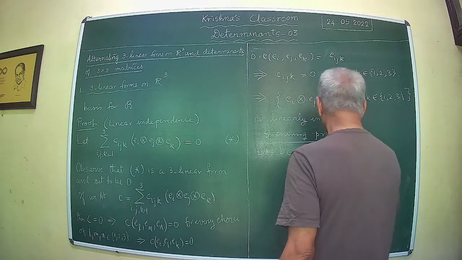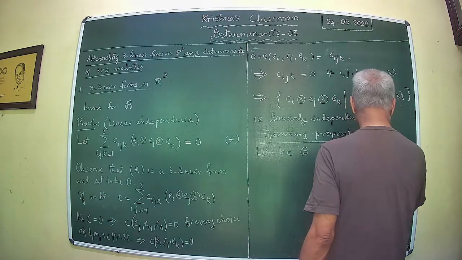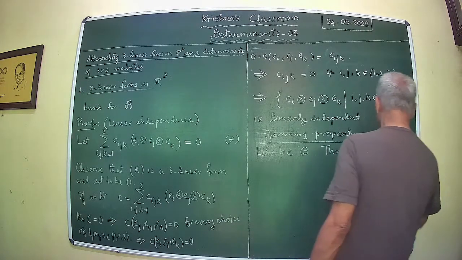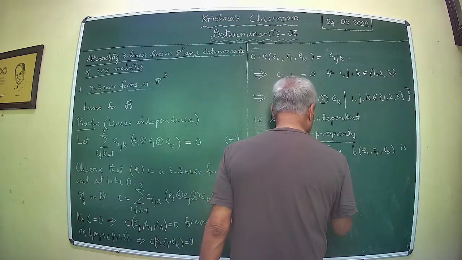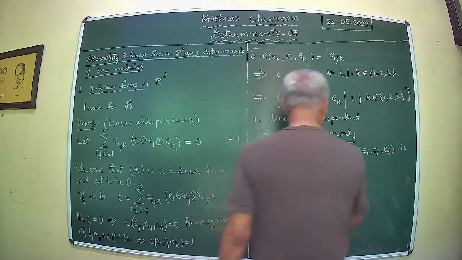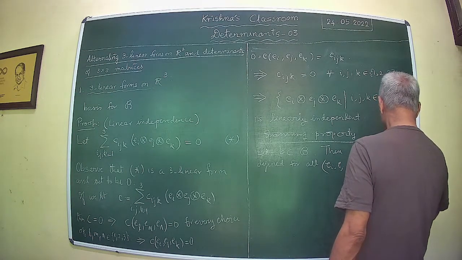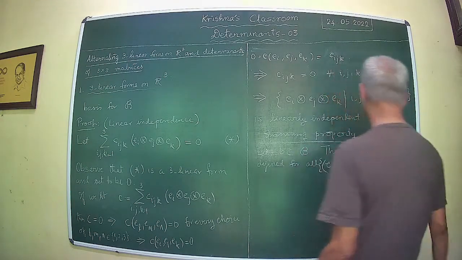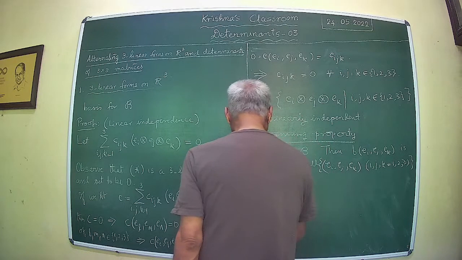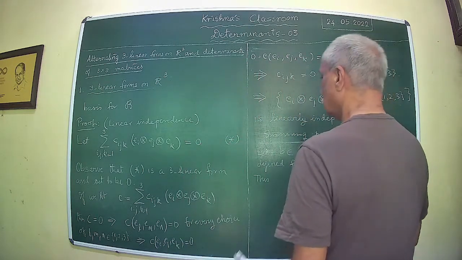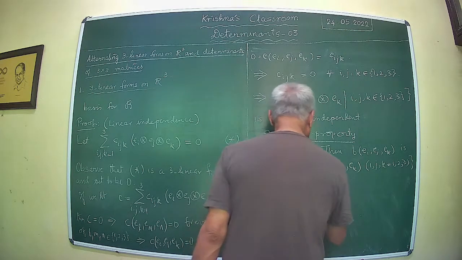Then B is defined for all Pk. This is defined because you know that it completely fixes B also. This completely determines B.